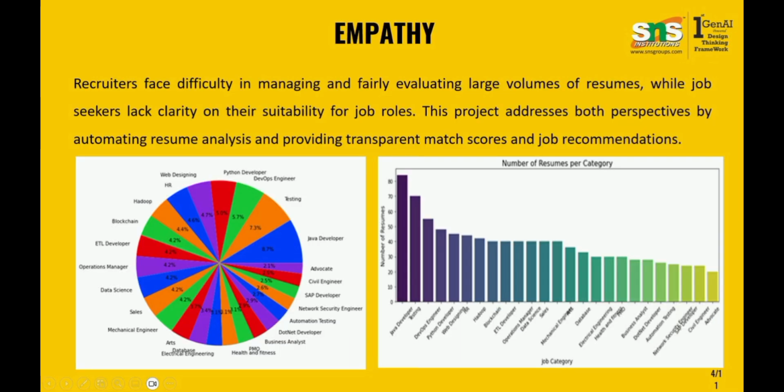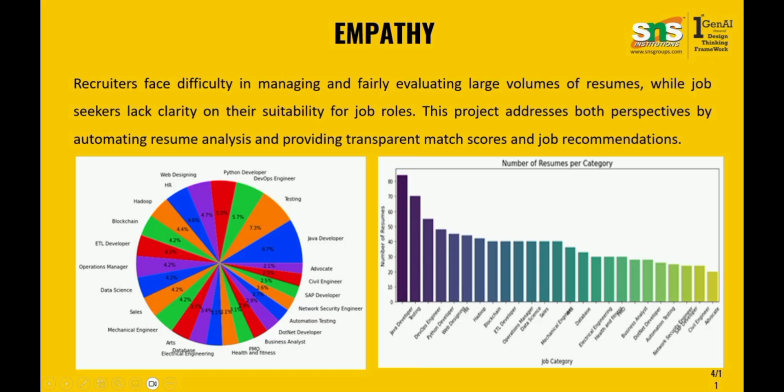Hi, I am Srikanth. I'm going to talk about a very important problem in today's world: recruitment. Hiring the right candidate is not easy anymore. Companies receive hundreds or even thousands of resumes for a single job role, but the surprising fact is that most companies still follow traditional hiring methods.